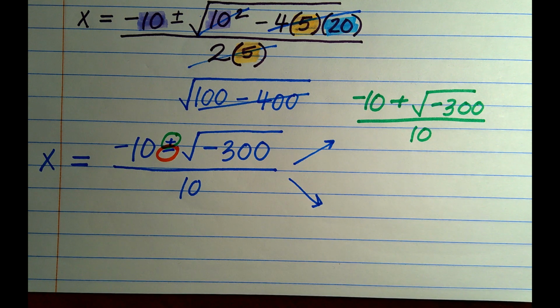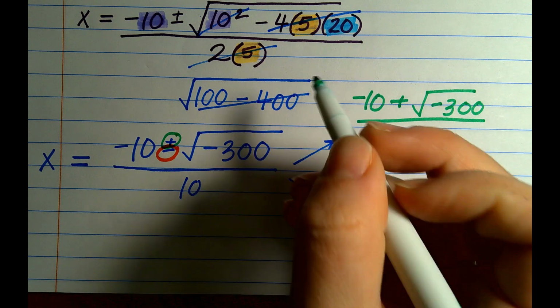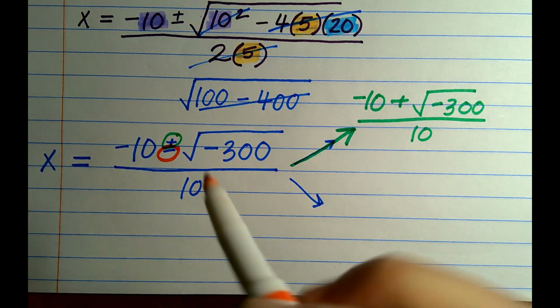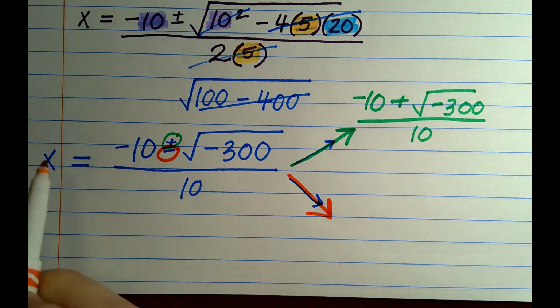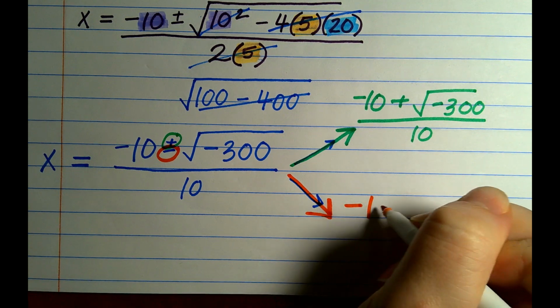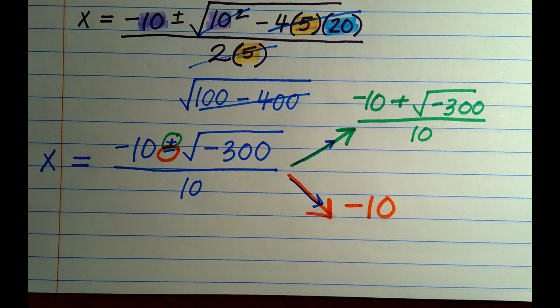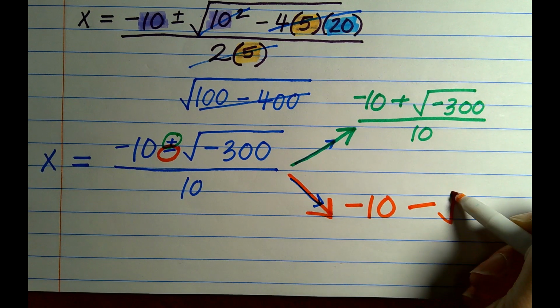So here's what we're going to do. Notice how we have that plus or minus. I'm separating it into the plus and the minus. I'm not going to change any numbers. I'm just going to separate that plus or minus. So now I have negative 10 plus all of the everything else, and then I have negative 10 minus everything else.